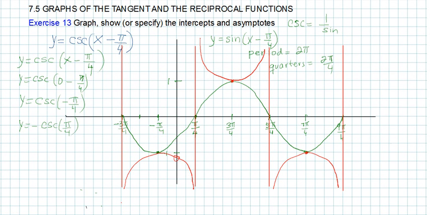And what is the cosecant of pi over 4? Well, you don't have to memorize cosecant if you know sine of pi over 4 is equal to the square root of 2 over 2. So the cosecant is just the reciprocal, so that'll be 2 over square root of 2, which is equal to 2 square root of 2 over 2, and just square root of 2. But it's got to be negative, because you got the negative right there. So our y-intercept is equal to y equals negative square root of 2.